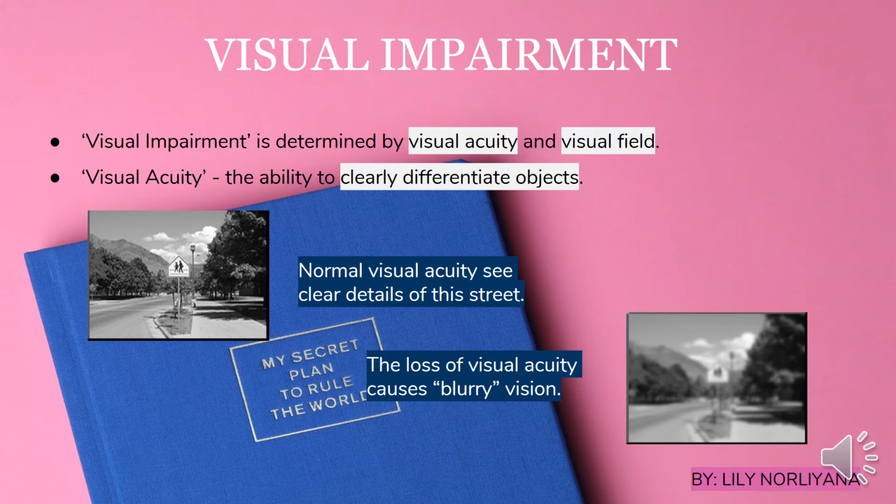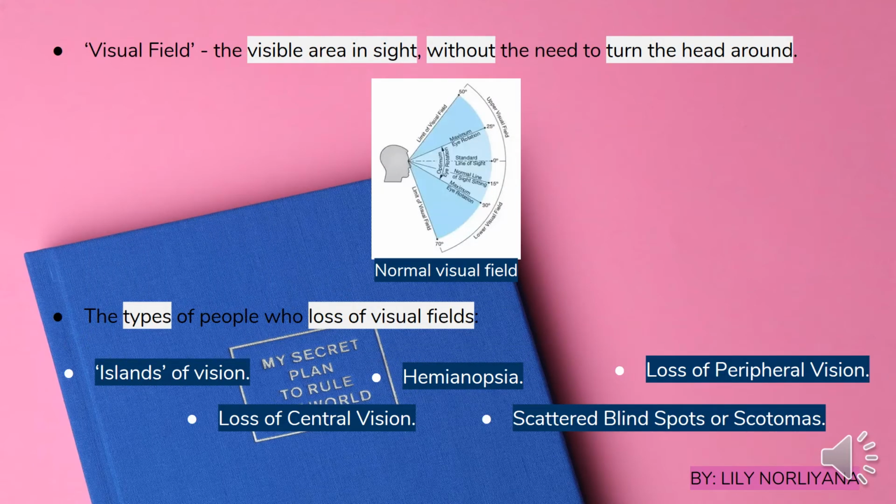Visual acuity is the ability to clearly differentiate objects. The picture shows the example for people with normal visual acuity and loss of visual acuity. One is clear and another one is blurry vision. Visual field is the visible area inside without the need to turn the head around. So, as you can see, the picture below shows the max of our visual field.